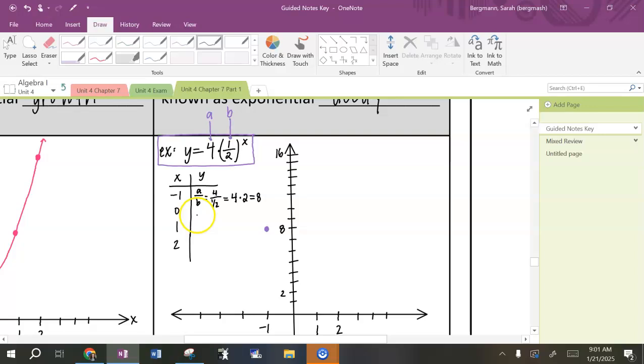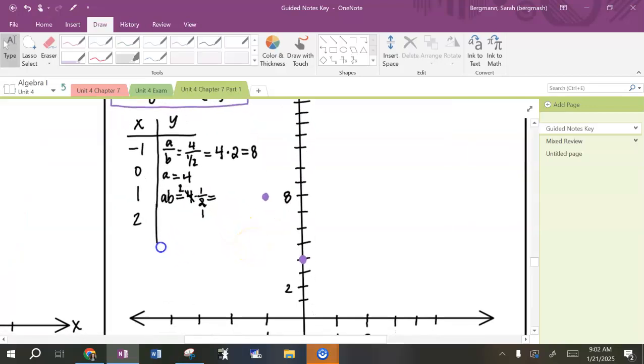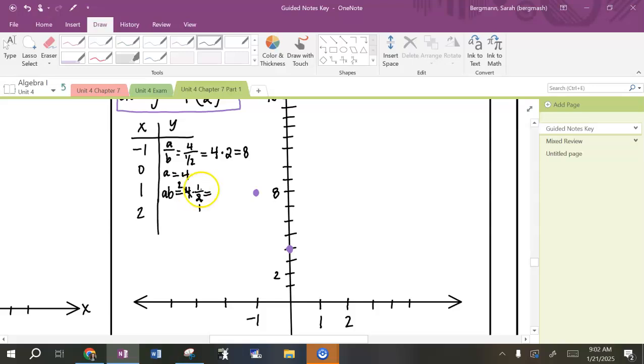Next, when we plug in 0, we always get a. Our a value here is 4, so that gives us the point 0, 4 must be on our graph. When you have an x value of 1, we do a times b, so 4 times a half. You could put your 4 over 1 if you need to, and you can reduce that. 2 and 4 can both be divided by the factor of 2. 4 divided by 2 is 2, so we end up with 2 times 1, which is 2. So when x is 1, y is 2.